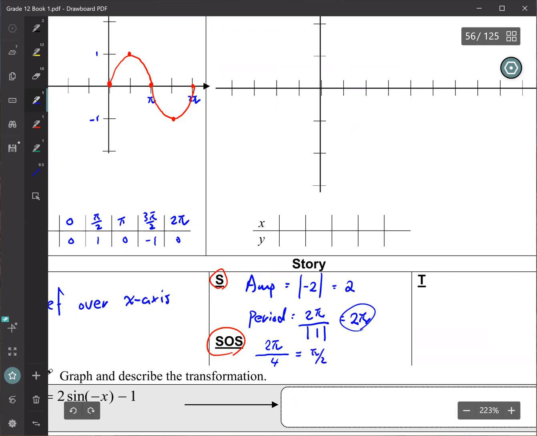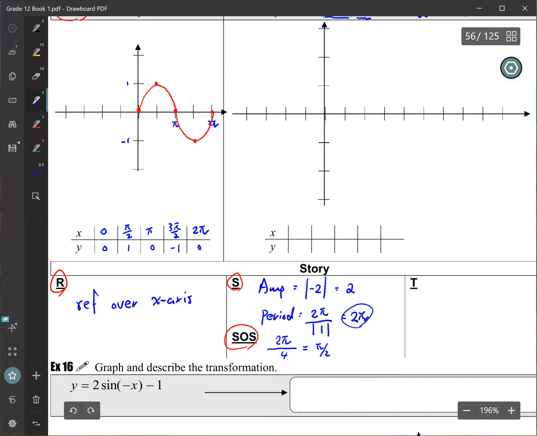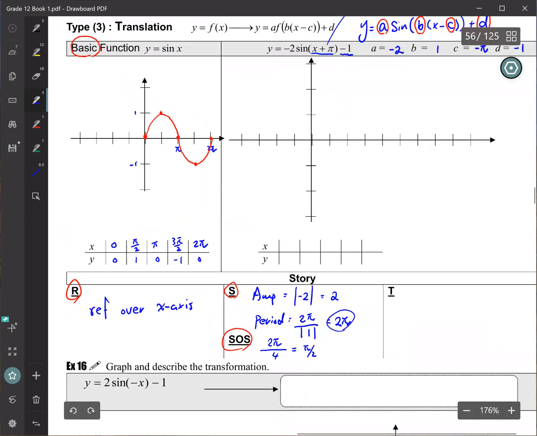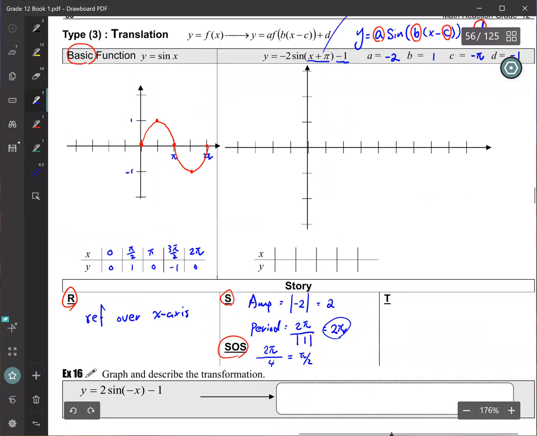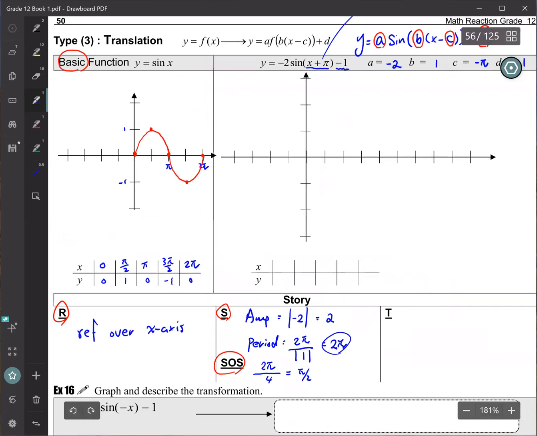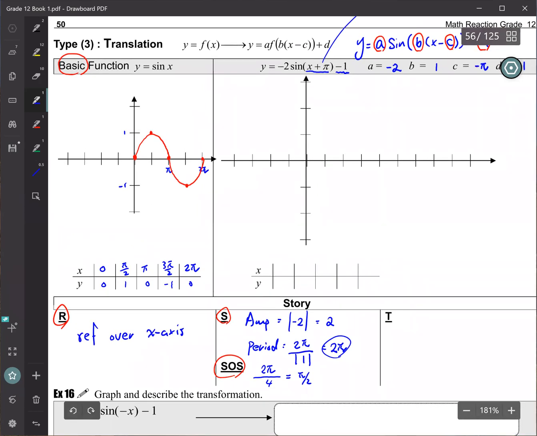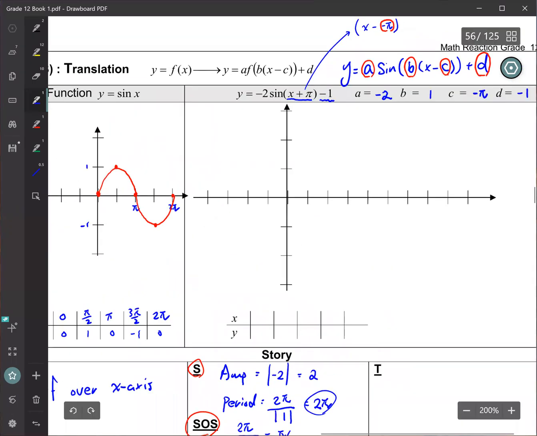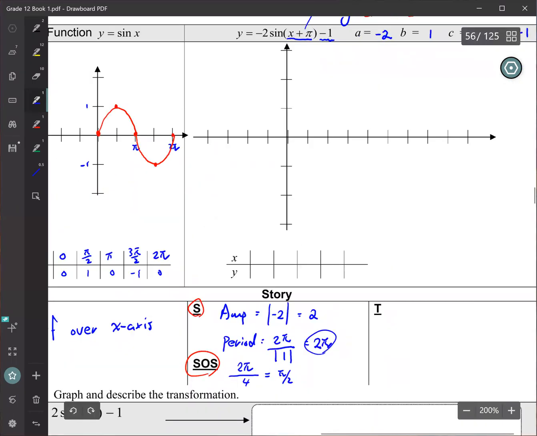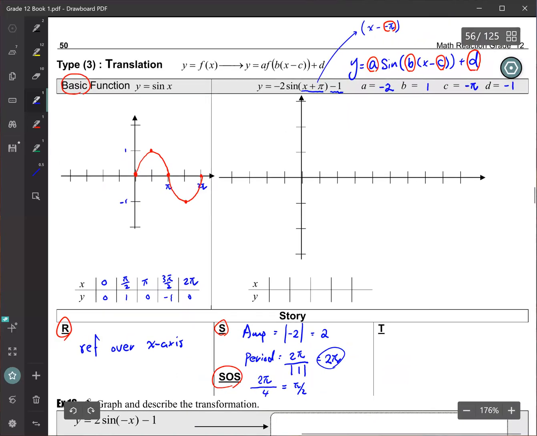Okay, so I'll stress one more time. Doing homework is so that every time you learn something new, the things that you learned last week are going to affect what you learn next, right? Everything is connected. Okay, so the new thing here is the translation. So we have c is negative pi, so that's going to affect which direction of movement. Eric, which way are we moving?